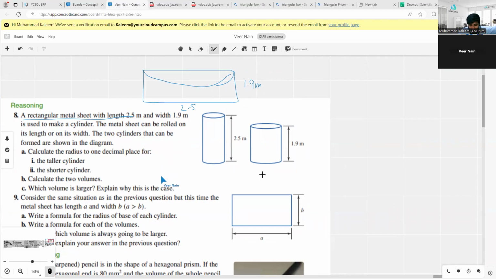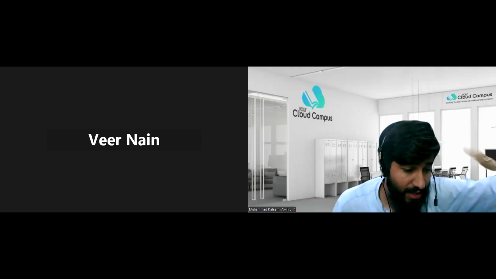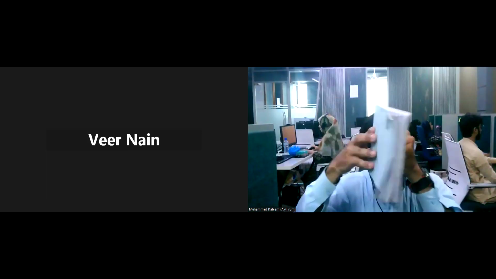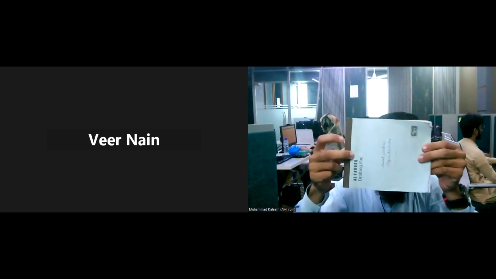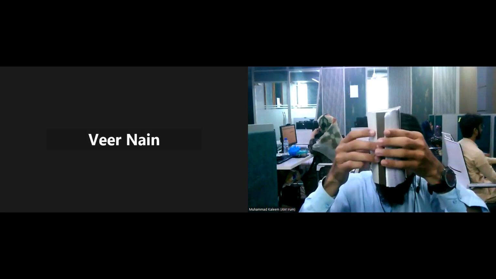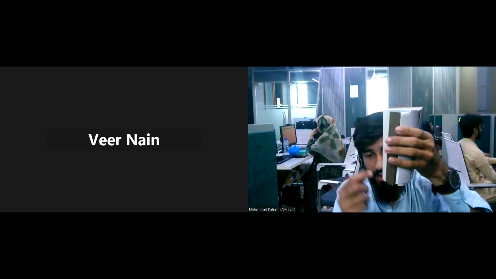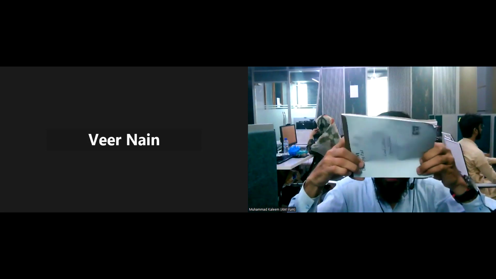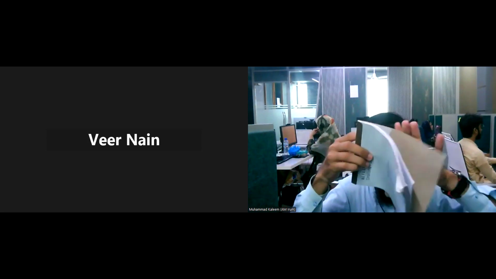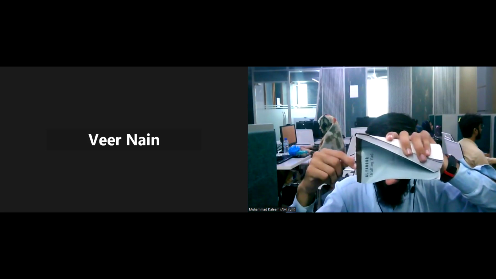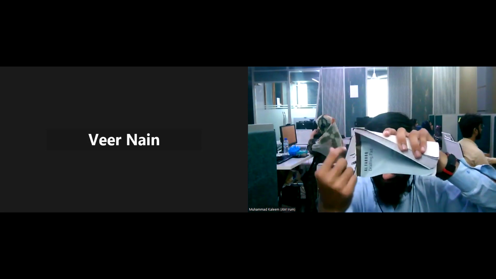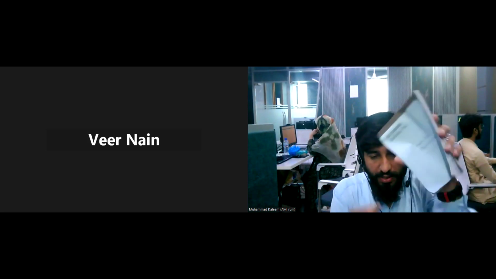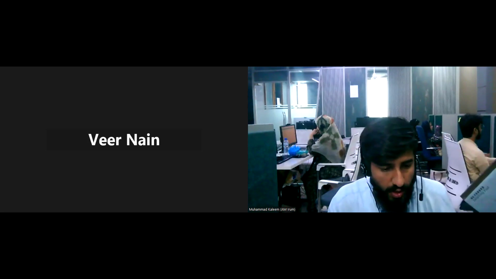Basically, again I have to explain on the screen. Check it out. This one was our metal sheet. Firstly, I just fold it like this, and in that case its circumference will be 2.5 meter and its height will be 1.9 meter. But what will happen if I fold it like this? If we fold it so, 1.9 will be our circumference. And what will be the height of the cylinder? It will be 2.5 meter. Did you understand what I mean?